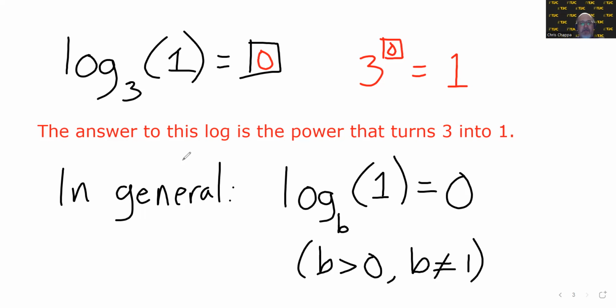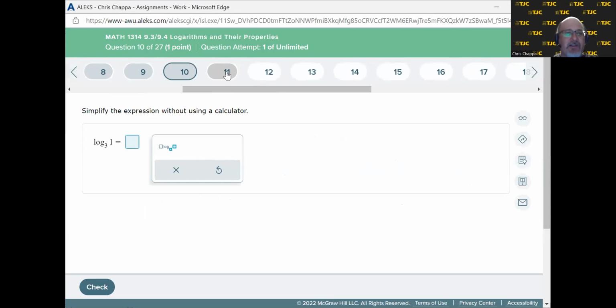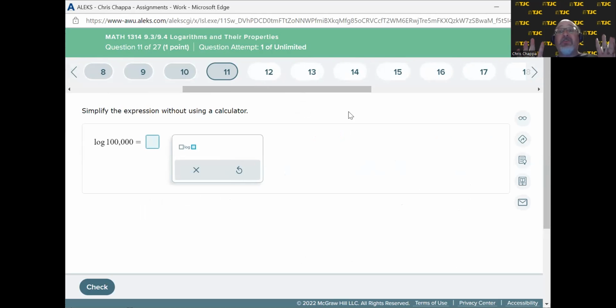All right, let's take a look at another. Let's scroll through these and see what type of issues show up. 11. Ooh, no base is written, which means, well, it's log, so it's base 10. What power turns 10 to 100,000? Hint, count the zeros.